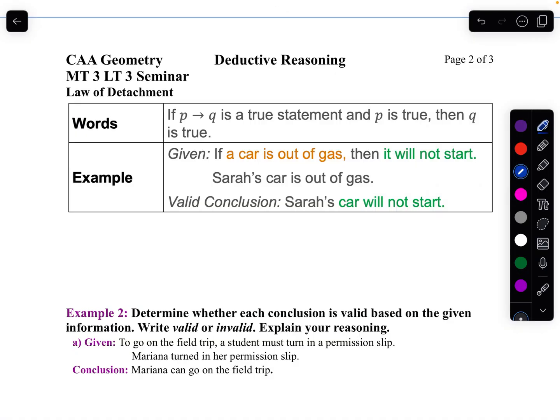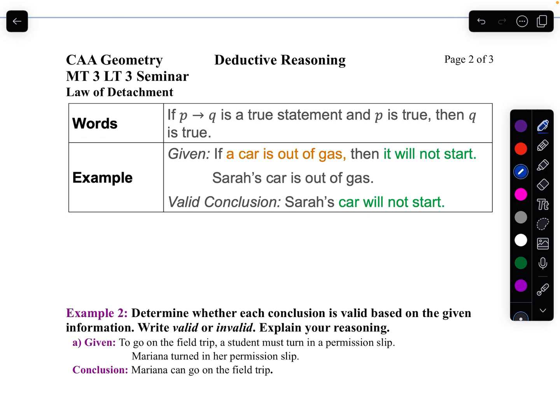Now, when it comes to deductive reasoning, we apply three rules. The first rule we already talked about, your contrapositive. That is, if the conclusion is false, the only way that could happen is if the hypothesis is false.